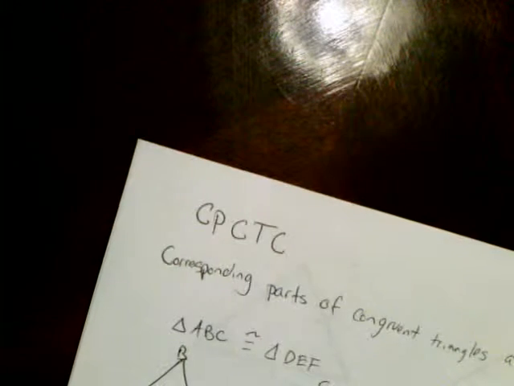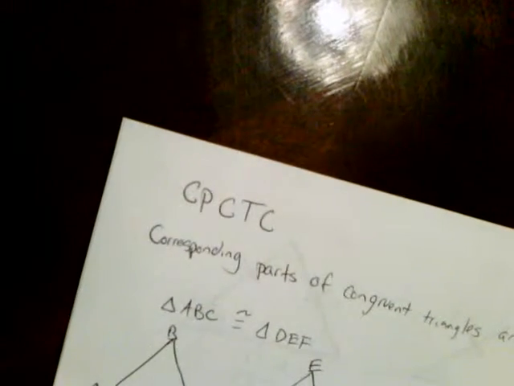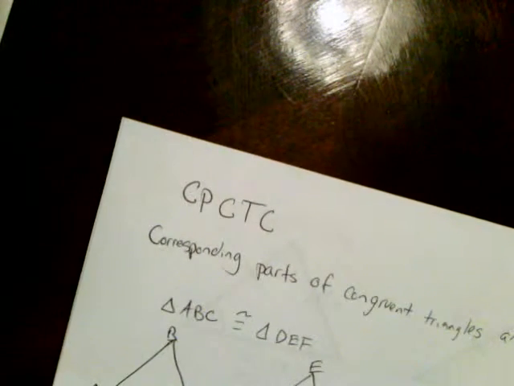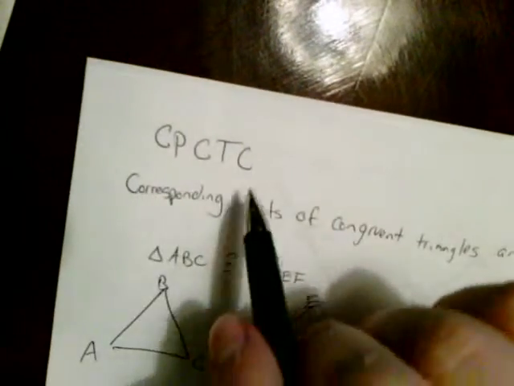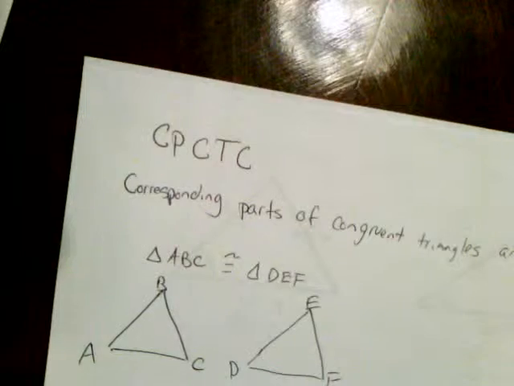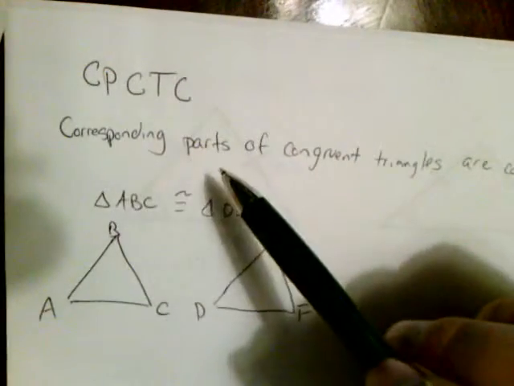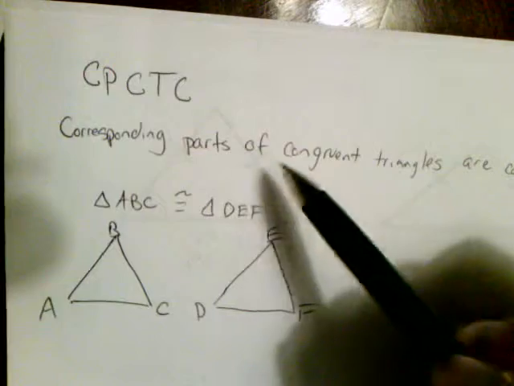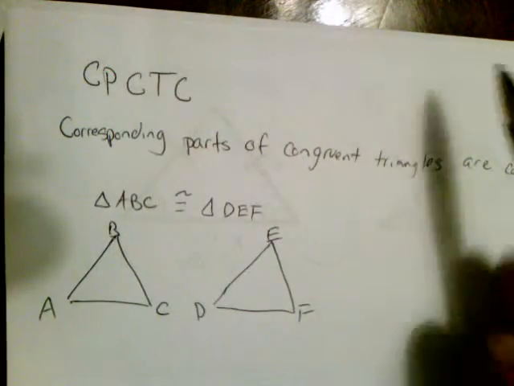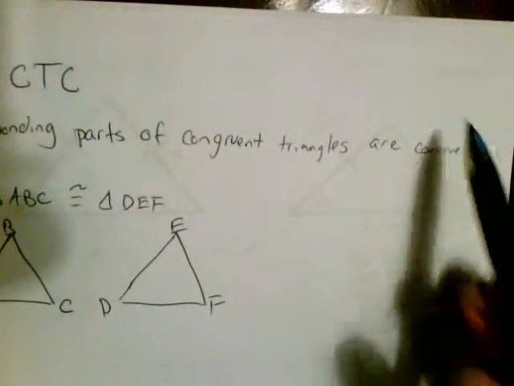Alright, hey guys, we're going to be going over just one last part of our unit. And that is just another thing that we need to learn for proofs, and that is CPCTC. Now, you guys don't have to write this down, it's not in your note packet. I just want you to know what it means. CPCTC is a short way of saying corresponding parts of congruent triangles are congruent.